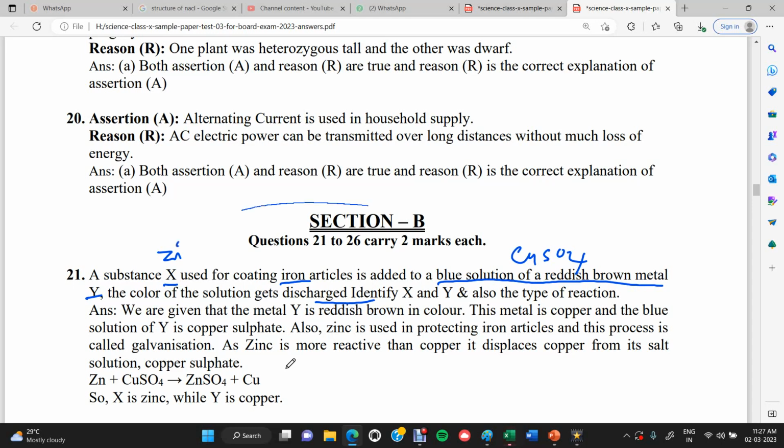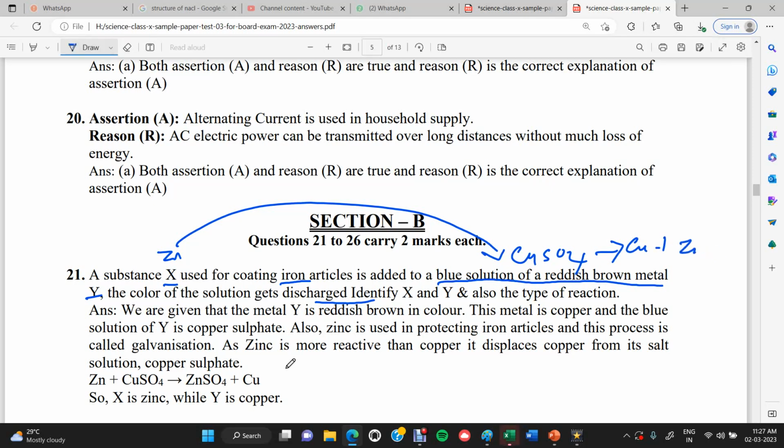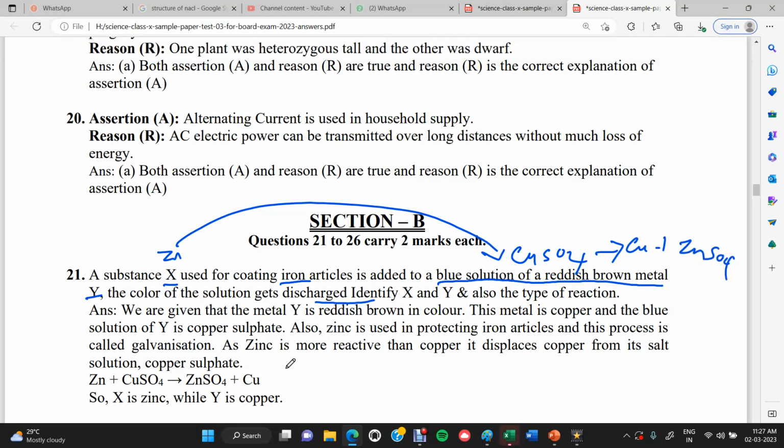Displacement reaction. Zinc is more reactive than copper, so it displaces copper. It gives Cu plus ZnSO4. Right? That is why the color gets discharged. Type of the reaction: this is a displacement reaction, and we have written the equation also. Is that clear? That is what they had given.